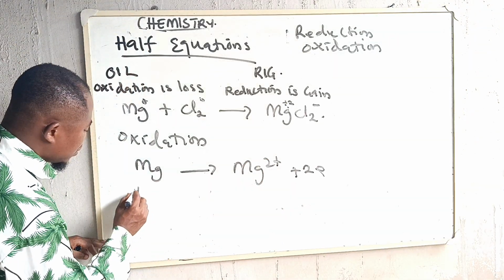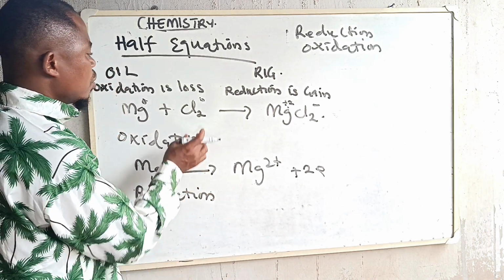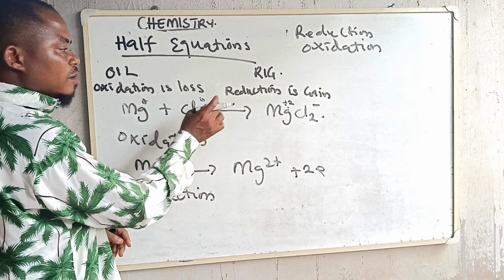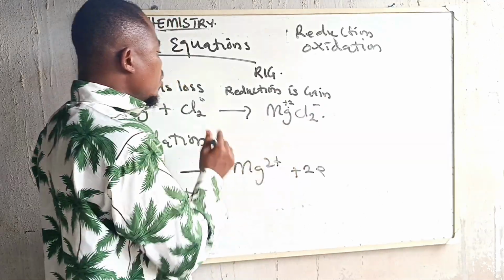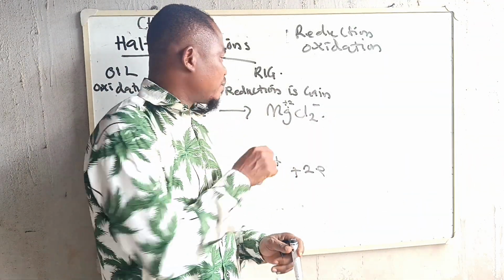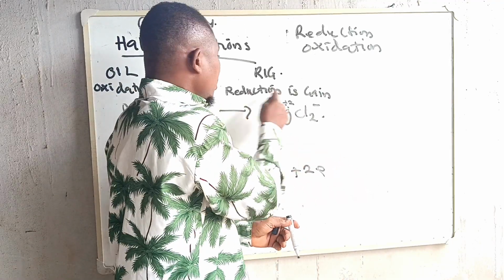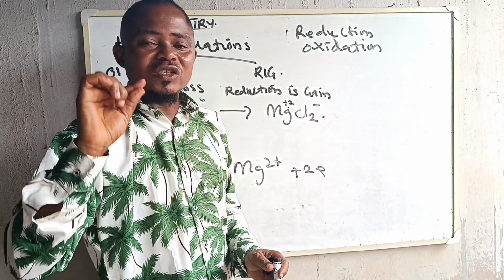Now, let's look at the reduction half equation. Chlorine here is 0. From 0 to -1. For it to move from 0 to -1, it must have gained an extra electron. And that process is what? There is a decrease in the oxidation number, from 0 to what? -1. It is decreased.